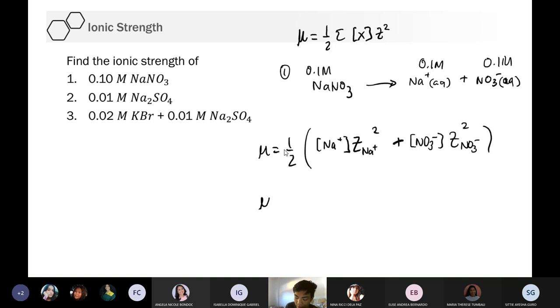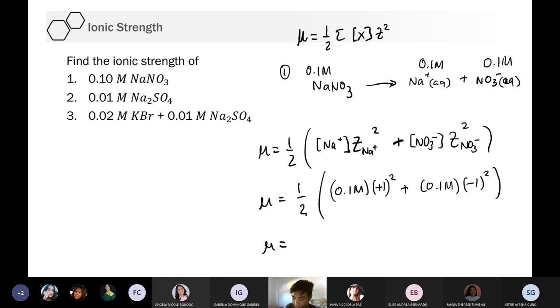Now, ngayon, na-plug in na tayo. It's the molarity of sodium. Ang sabi doon, 0.1. So, lagay mo 0.1 molar. What's the charge of the sodium ion? Ano yung charge ng Na plus? E di positive 1. So, lagay mo lang dyan, positive 1 squared. How about the molarity of nitrate ion? So, that is 0.1 according to stoichiometry. And what's the charge of nitrate ion? Negative 1. So, that's negative 1 squared.